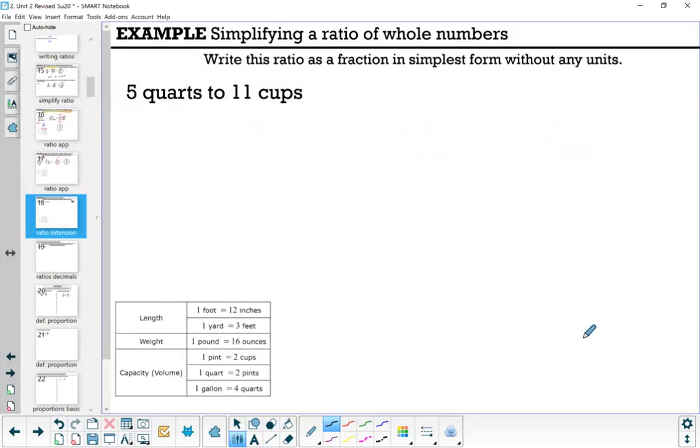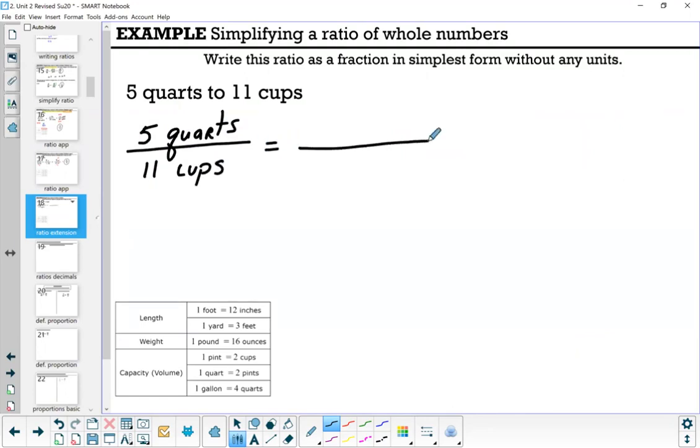Okay, here we have 5 quarts to 11 cups. I'm going to write that as a fraction. Okay. All right, so 5 quarts to 11 cups. At this point, the other questions we simplified in the beginning, but this one doesn't simplify any further. So now we want to look at doing a conversion.